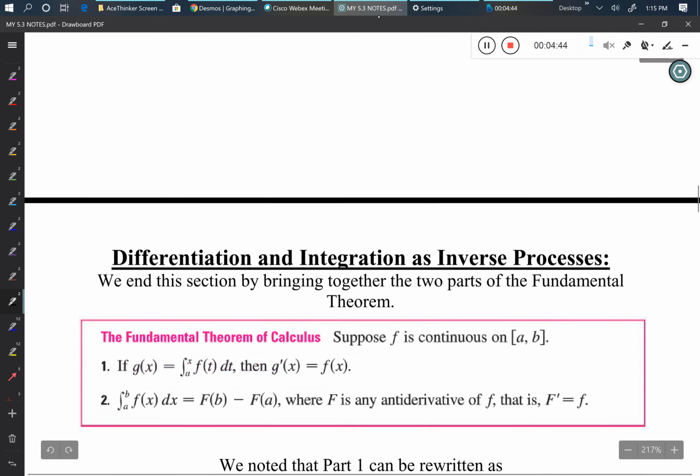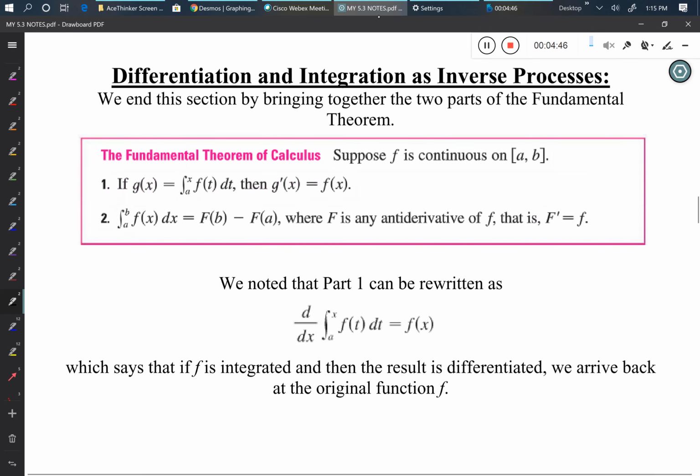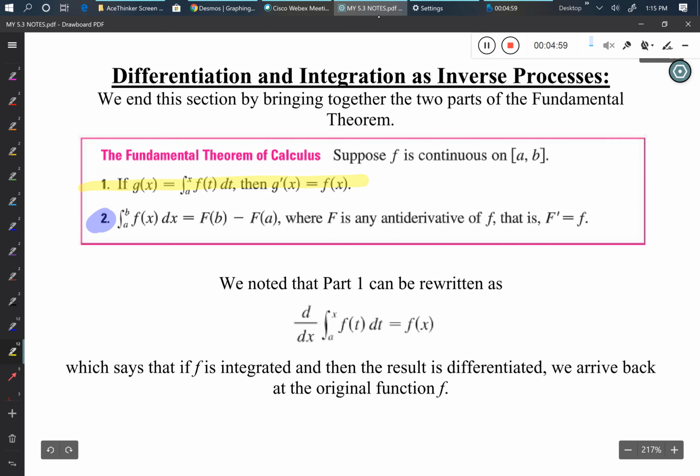Okay. All right, so now we're actually going to take a look at the true, full Fundamental Theorem of Calculus. We were so far only using part 2 of the Fundamental Theorem of Calculus. Part 1 is actually a little bit trickier to read. So let's take a look at what part 1 says.